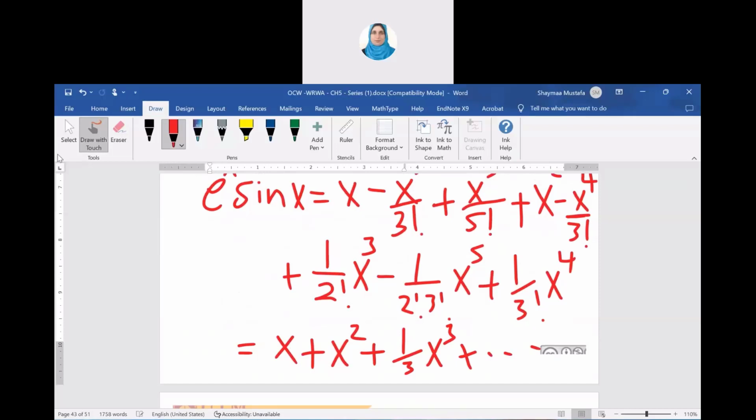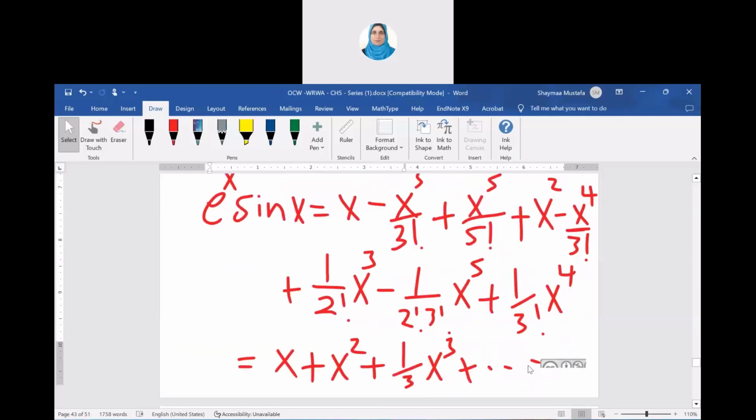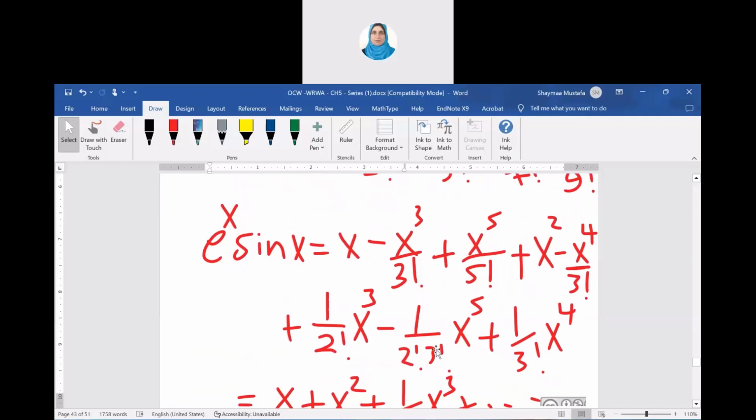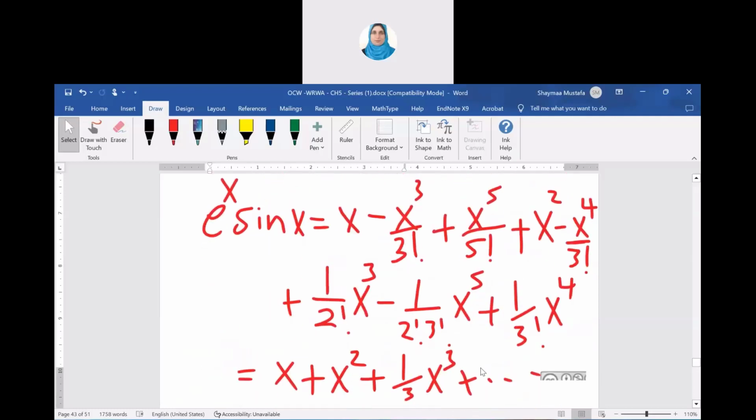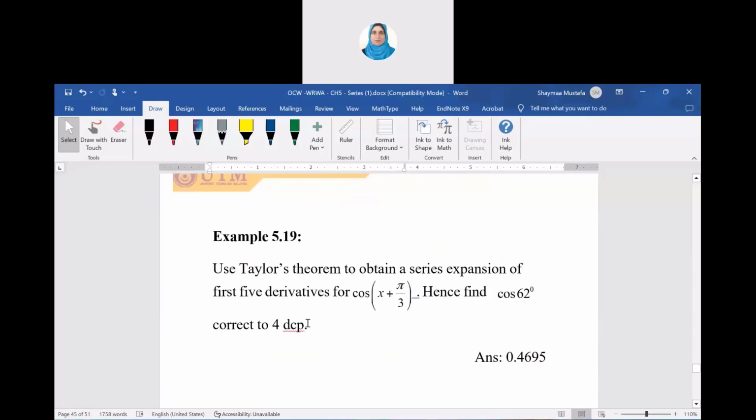And calculate x to the power 4. For x to the power 4, you have two terms you need to add. X to the power 4 will be cancelled because minus 1 over 3 factorial plus 1 over 3 factorial will cancel each other. So you have only x to the power 5 that you need to evaluate. Okay.